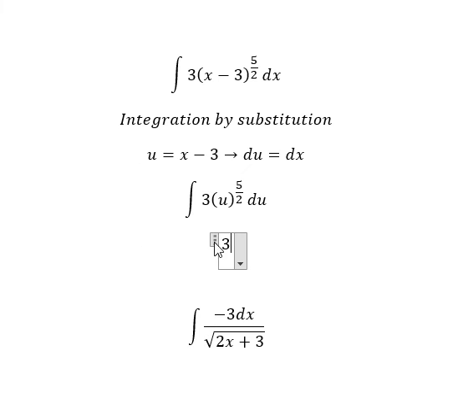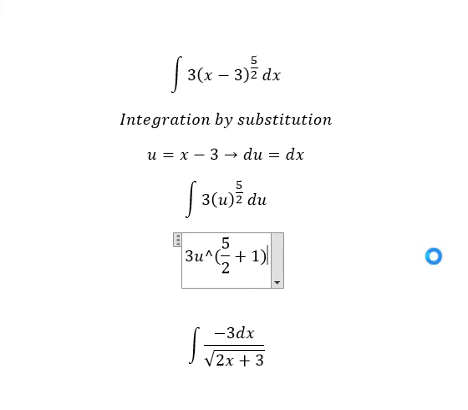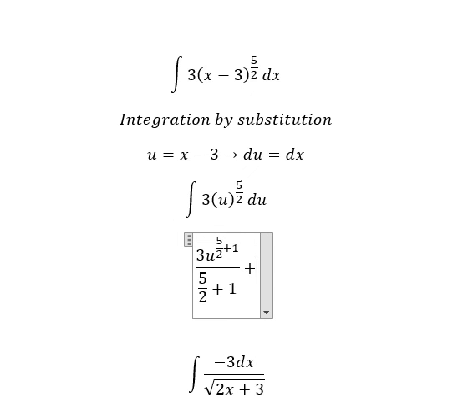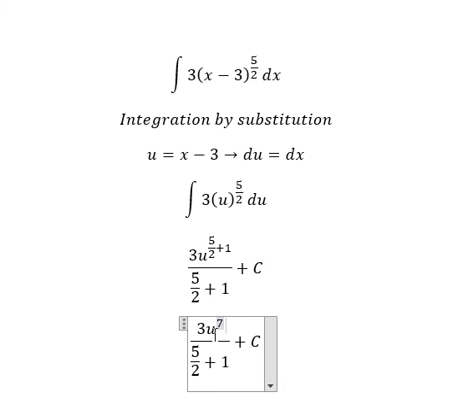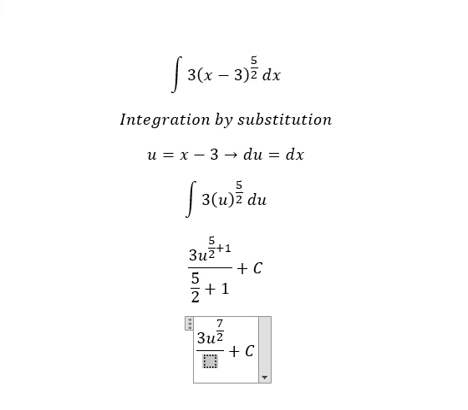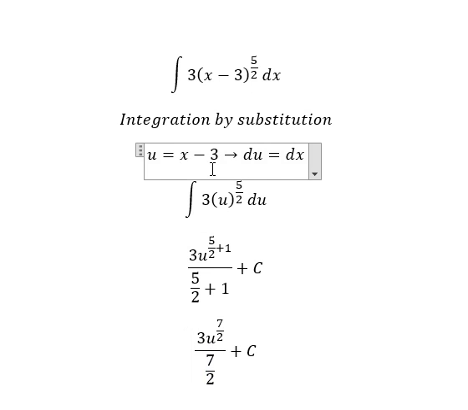The integral of u to the power of 5 over 2, we have u to the power of 5 over 2 plus 1 over 5 over 2 plus 1, and we put c. And this one is 7 over 2. About u, that is this one.